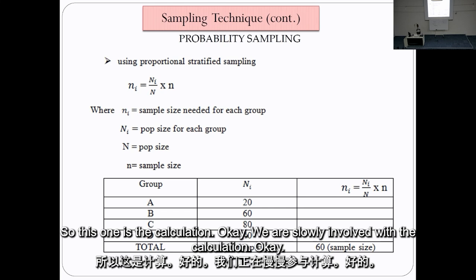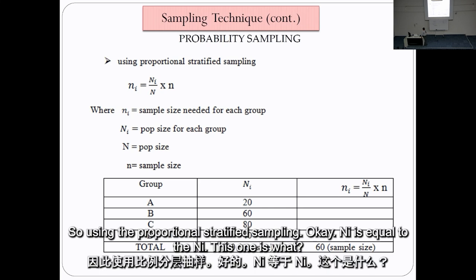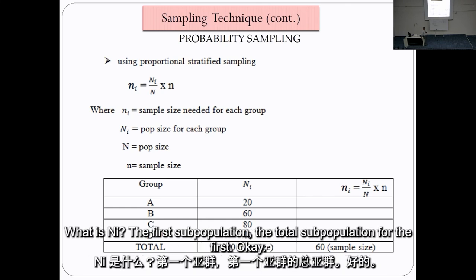So this one is the calculation. Okay, we are slowly involved with the calculation. Starting from this chapter, we have slowly involved with the calculation. Using the proportional stratified sampling, ni is equal to Ni, what is Ni?